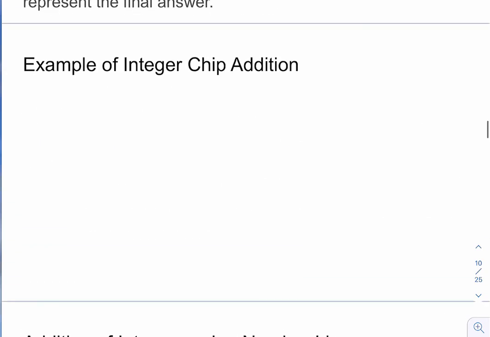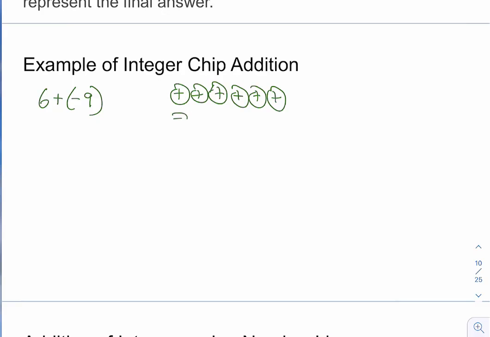Examples of integer chip addition. How about 6 plus negative 9? First step, draw the first integer: 6 chips. The second step is to draw the second integer and add it to the group of chips I already have. I need 9 negatives: 1, 2, 3, 4, 5, 6, 7, 8, 9.